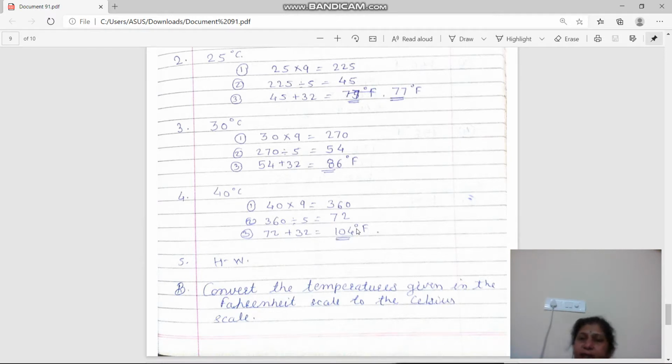हमने सेल्सियस को किसमें कन्वर्ट किया? फ़ारेनहाइट में. कैसे? फर्स्ट स्टेप मल्टीप्लाई बाय 9, नेक्स्ट स्टेप डिवाइड बाय 5 और थर्ड स्टेप वी हैव टू ऐड 32. अब हम फ़ारेनहाइट को सेल्सियस में करेंगे. Convert the temperature given from Fahrenheit to Celsius scale.